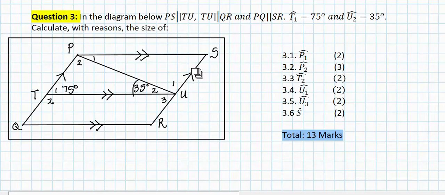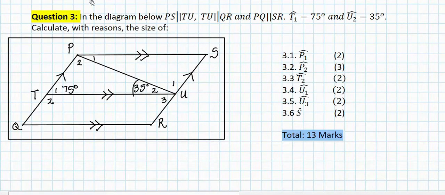We can see that. And they're saying PQ is parallel to SR. You see, they're calling the whole line. As I told you, mention the whole line for parallel lines. So PQ is parallel to SR. And then they are saying angle T1 is equal to 75 degrees. This is not 175. This is T1, 75 degrees. And then you have U2, 35 degrees. Same U2 is 35 degrees. And they are saying calculate with the reasons. Of course, this is geometry of straight lines. You have to calculate with the reasons the size of the following angles.